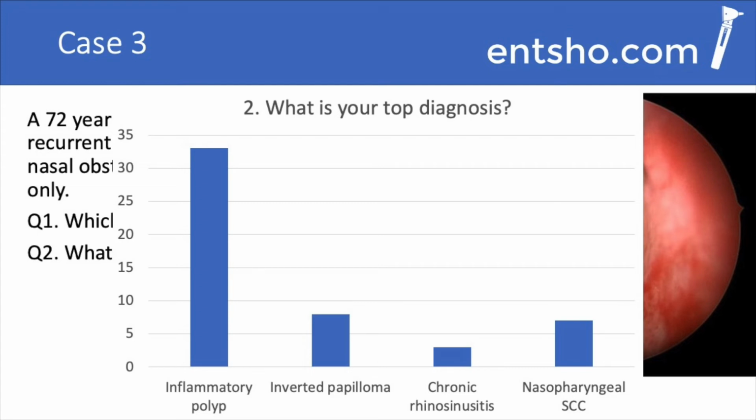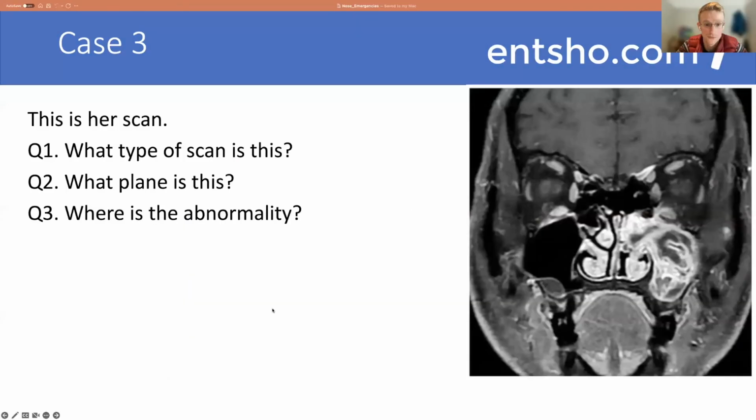So stage 2 is that you've got a scan. So you're going to see the result of that now. This is the same lady who's been referred in, and you've decided that you're a bit worried about that polyp and that you want to get a scan. So what scan have you requested? What plane are you looking at? And can you spot the abnormality?